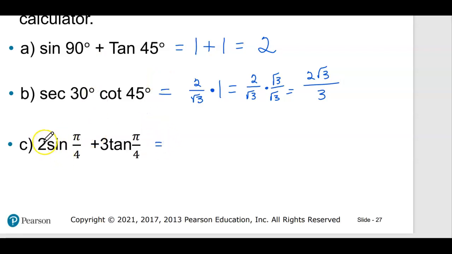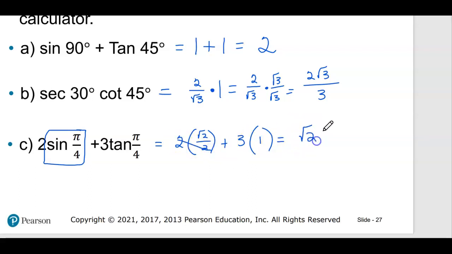Okay, so for the last one, we have 2 times the sine of pi fourths. So that's going to be square root of 2 over 2 plus 3 times the tangent of pi fourths. That's going to be a 1. And that's going to divide out. So this is going to give us square root of 2 plus 3 times 1 is 3. So square root of 2 plus 3. So once again, a calculator wouldn't help you there because it would turn that into a decimal. And we don't want a decimal. We want the exact value.